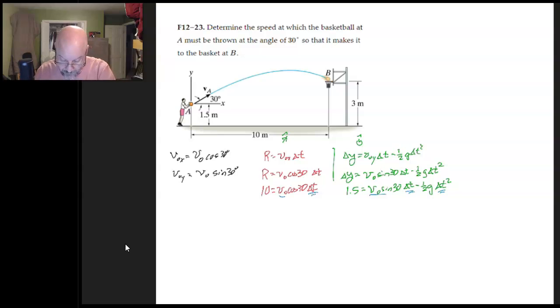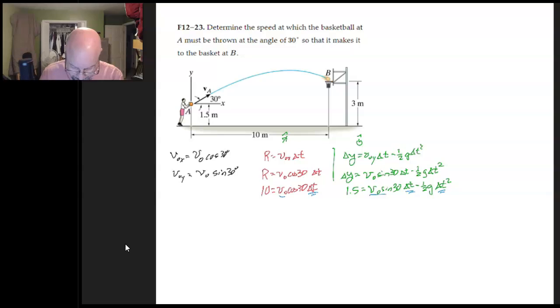At this point, what we could do is just put them both into our calculator and let the calculator solve it for us. But it's instructive to go through the algebra on this. Don't get too reliant on your calculator to do stuff like that for you. It's a skill that you need to have. But here's what we're going to do.